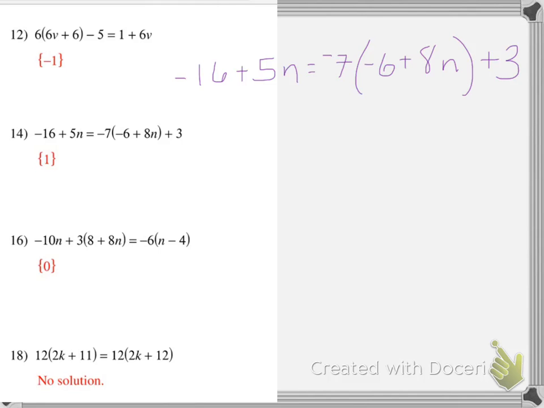I've got a negative 16, and what I'm doing right now is I am looking at this to make sure that I copied it properly. So you should always do this when you copy a problem. Double check. Negative 16 plus 5n equals negative 7 minus, times the quantity, of negative 6 plus 8n. Close the parentheses. We got plus 3. We are golden. We are good to go.